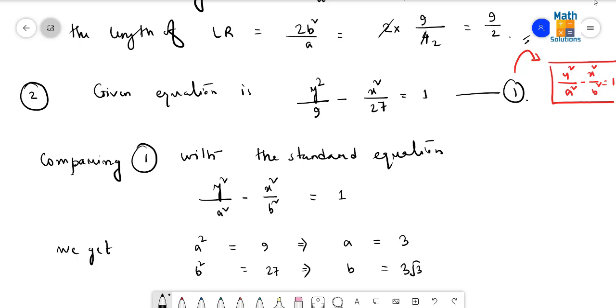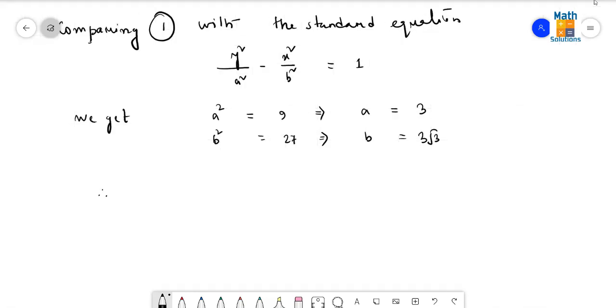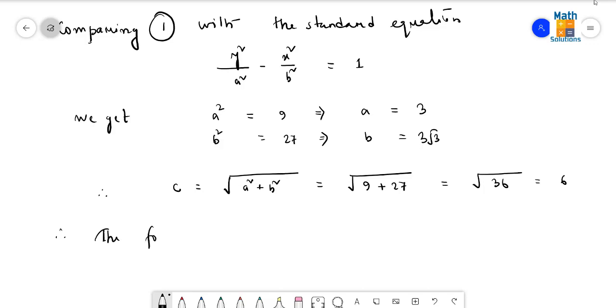After this we need to find out the value of c. Therefore c is equal to square root of a square plus b square, and that will give us the result of 9 plus 27, and the result comes as root 36, that is equal to 6. Therefore, the foci are now on which axis will it be lying? The transverse axis is along which axis? Of course the y-axis. So in what way are we going to write? That part actually we have to mention here.